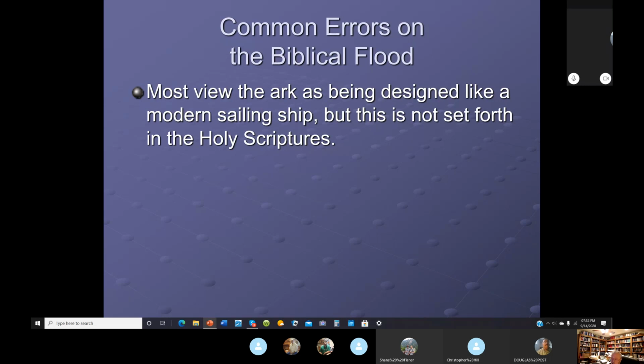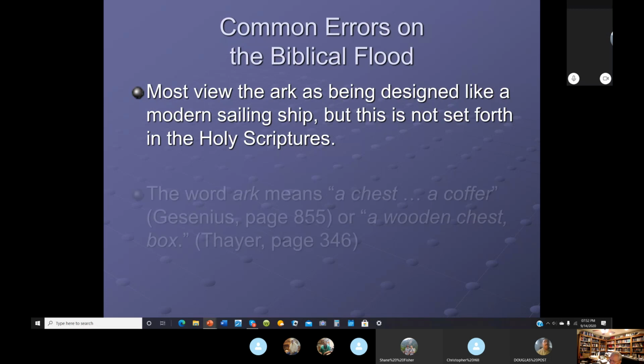Now, I've added to the book, and I'll be adding another appendix, and that's the seaworthiness of the ark. And so we'll be dealing with that. And I got an appendix already in the book that we were sent. And so I'll be adding to that. Most view the ark as designed like a modern sailing ship, but this is not what the Bible describes.